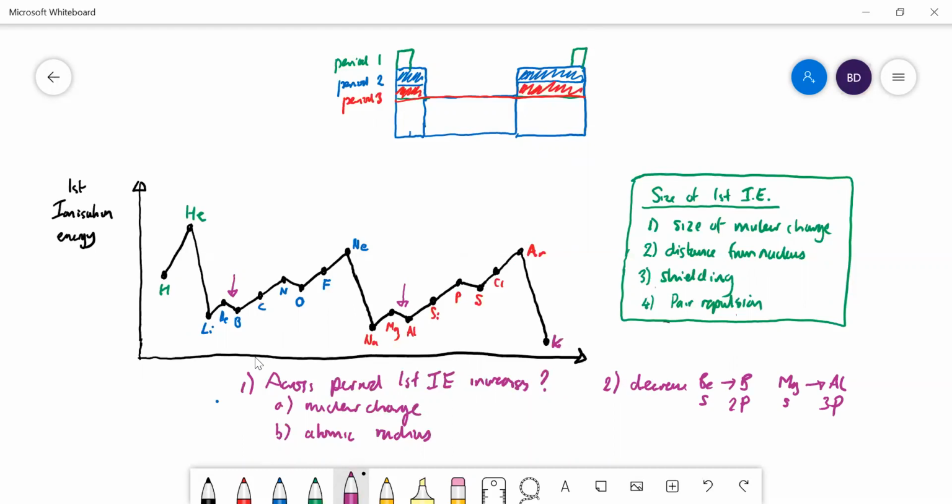Now the other little blip you get is, of course, between nitrogen and oxygen, and between phosphorus and sulfur. So let's write that down. There's a decrease from nitrogen to oxygen, and also from phosphorus to sulfur. The reason is electron pair repulsion. The electron you're removing is paired, and so it's a bit easier to get rid of.